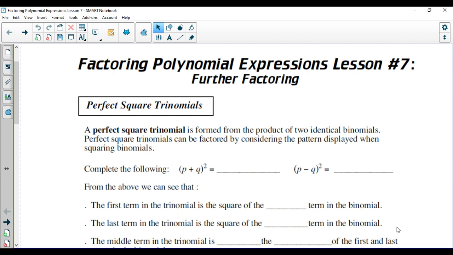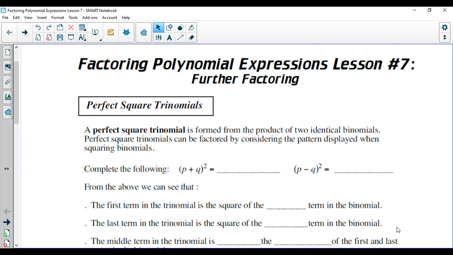I realized that the previous lesson was a little bit long and didn't have a whole lot of time to complete some of the work. So I just wanted to do a little bit of this lesson today and assign a few problems, and then we'll finish the remainder of lesson number 7 in the next class.